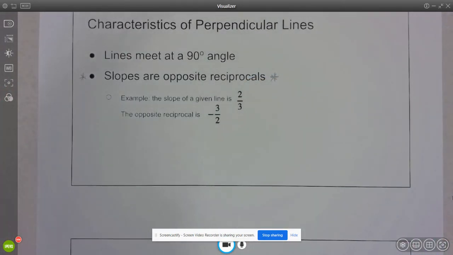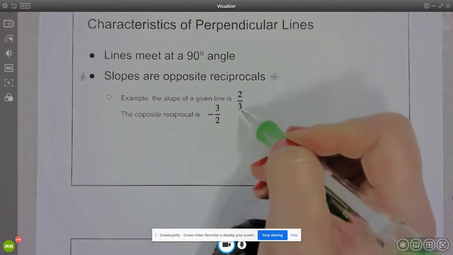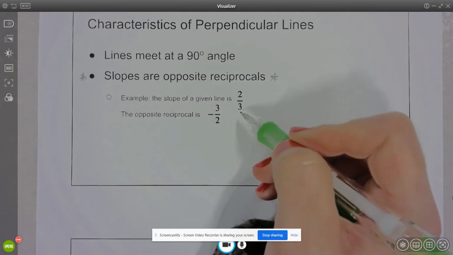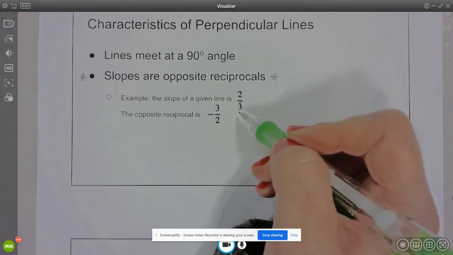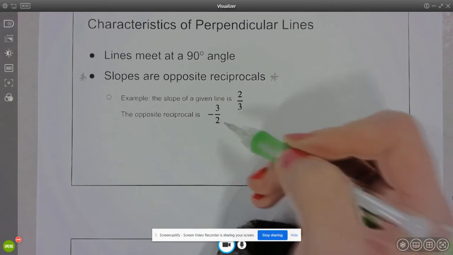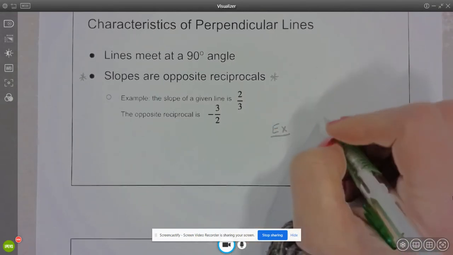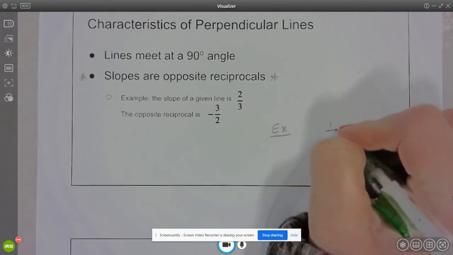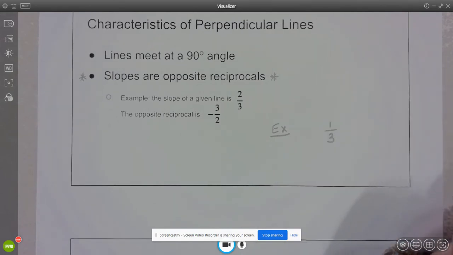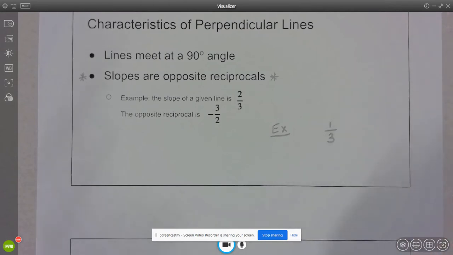So in order for something to meet at a 90-degree angle, in order for two lines to meet at a 90-degree angle, one slope is going to be the original fraction. The other slope has to have the fraction flipped upside down and be the opposite sign. So if the first one was positive, the second one has to be negative. So another example we could see here, if the first slope was, let's say, 1/3, the opposite reciprocal of that, well, I would flip my fraction, so it would be 3/1.